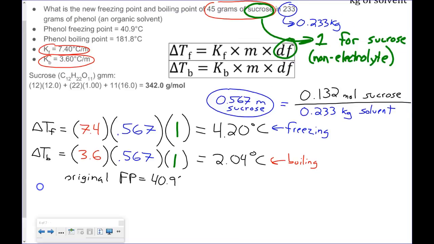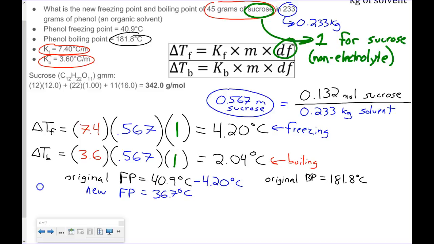So my original freezing point for phenol is 40.9 degrees Celsius. Subtract 4.20 and I'm getting it at 36.7 degrees Celsius. My original boiling point was 181.8. I'm going to add to that now. I'm going to add 2.04. That's going to give you 183.84 degrees Celsius for a new boiling point.